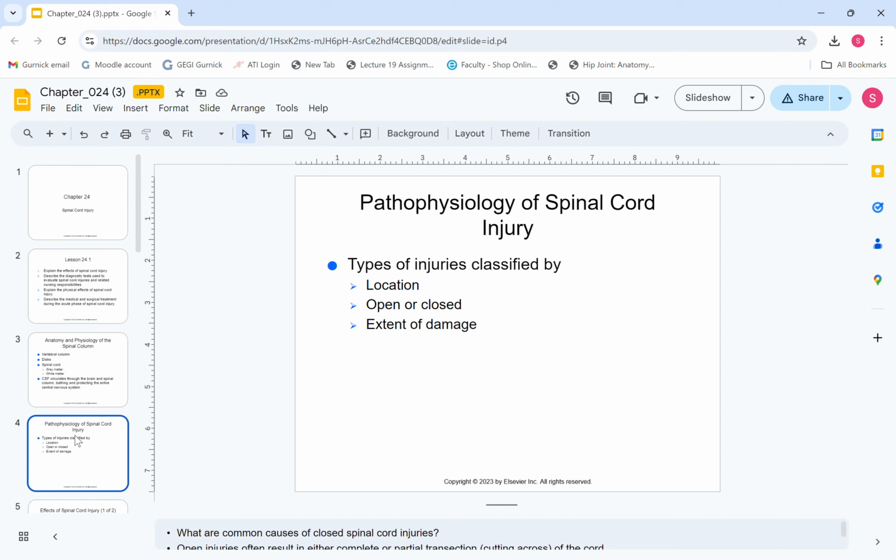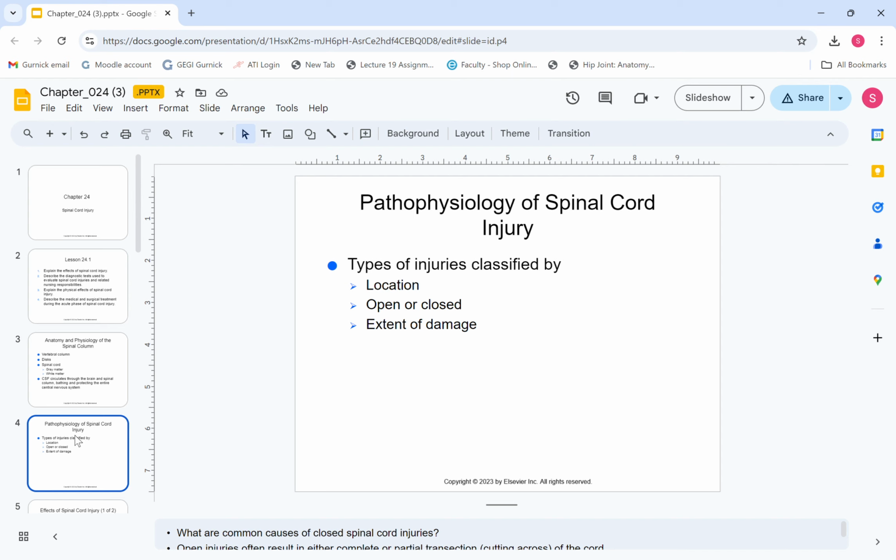problems with bowel control, bladder control, and even your ability to feel sexual sensations. All right, so we can classify them on location.